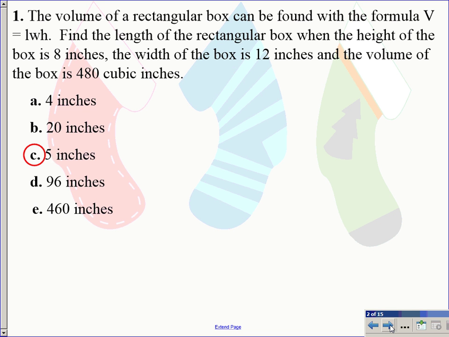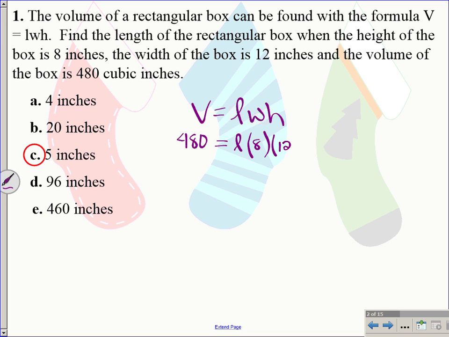It says the volume of a rectangular box can be found with the formula volume equals length times width times height. Find the length when the height of the box is 8 inches, the width is 12 inches, and the volume is 480 cubic inches. So this is just a simple substitution and solve problem. We're putting 480 in for the volume. The length is what we're looking for. The width is 8 inches, and the height is 12 inches.